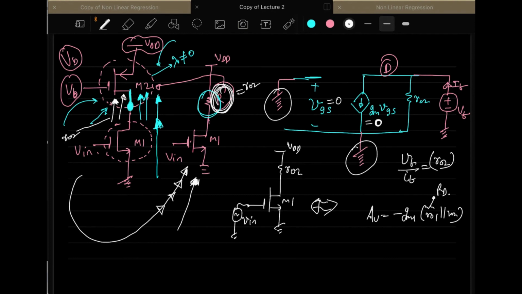Any questions here regarding this particular thing? Any one of you have any questions on this?